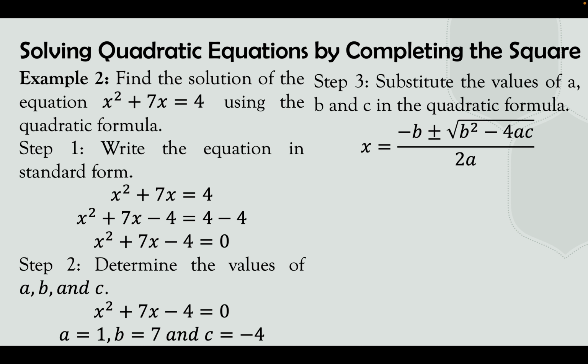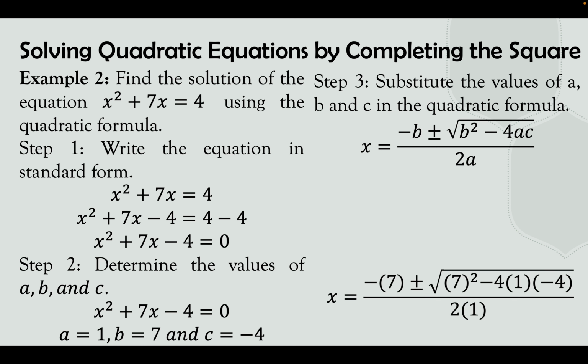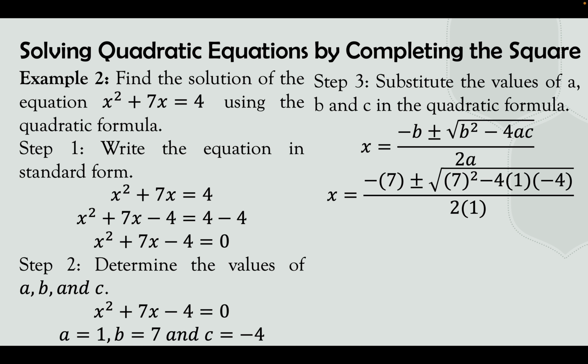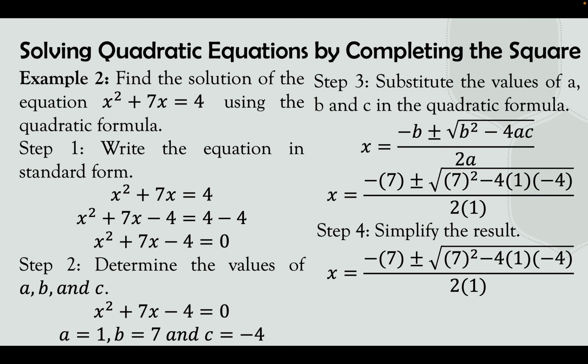Substitute the values of a, b, and c to the quadratic formula. So we have negative 7, plus or minus square root of 7 squared minus 4 times 1 times negative 4 over 2 times 1. Simplify this one. So we have negative 7, plus or minus square root of 7 squared is positive 49.